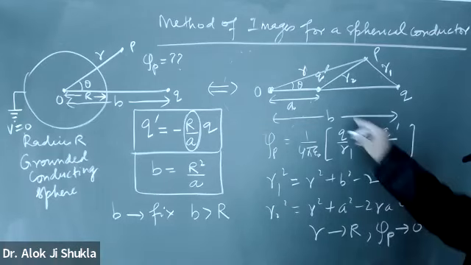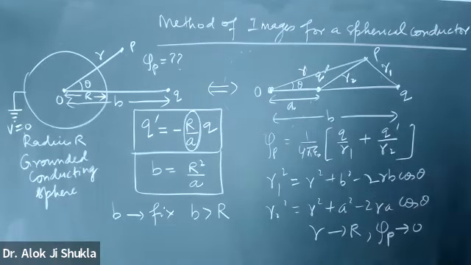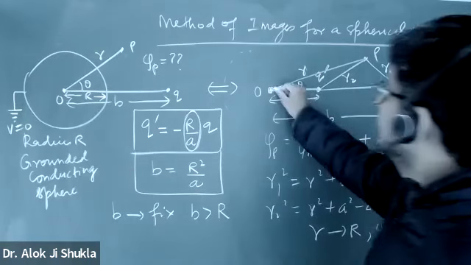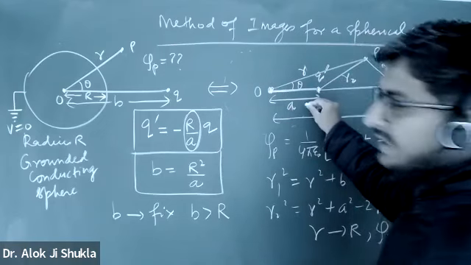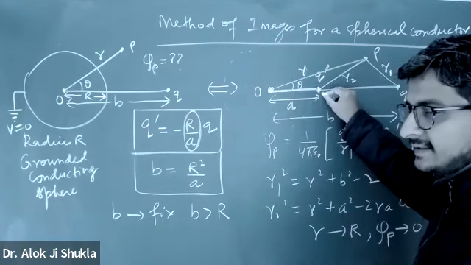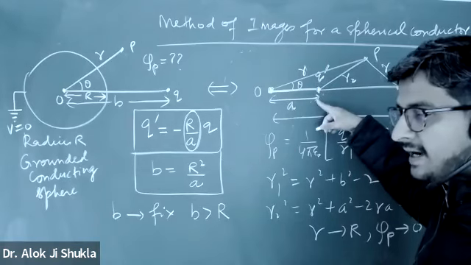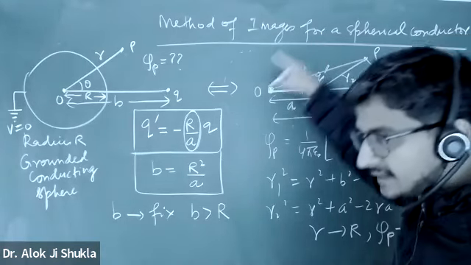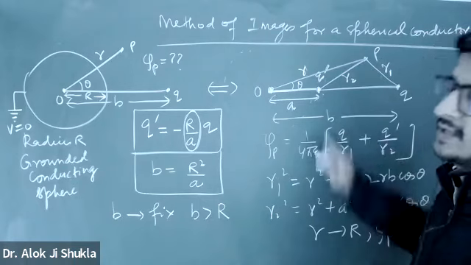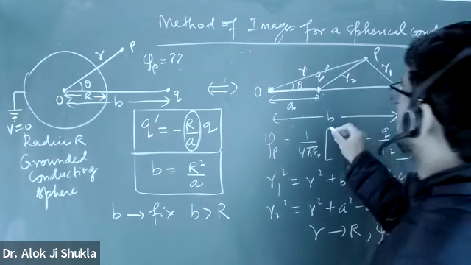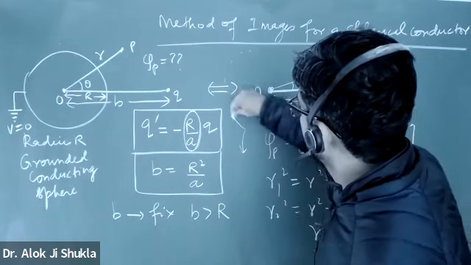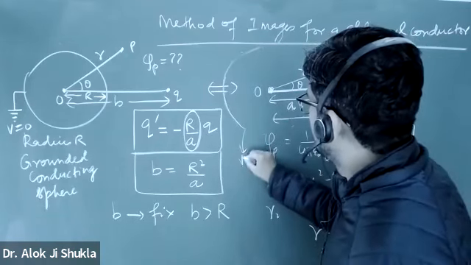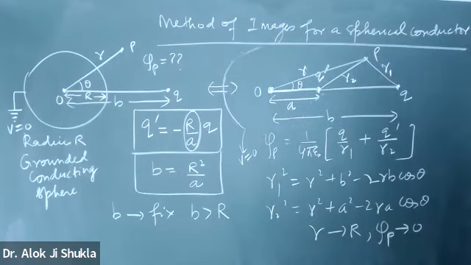Okay, and a is a distance from O to some point such that if we put q dash charge here, on the surface the potential is always zero. So if I draw a surface from here like this, on this surface the potential should be zero. So that is that distance a and that is that charge q dash. Okay.